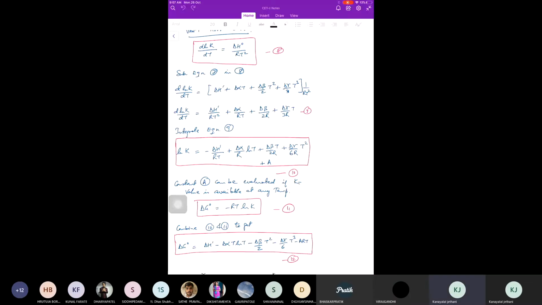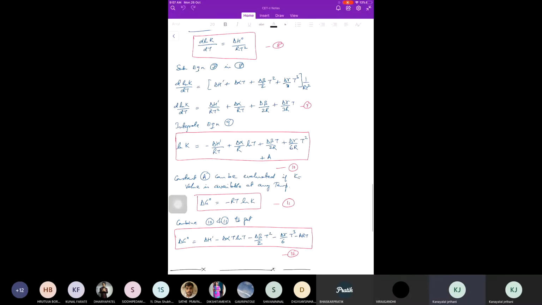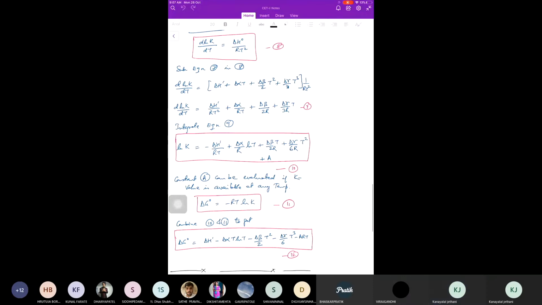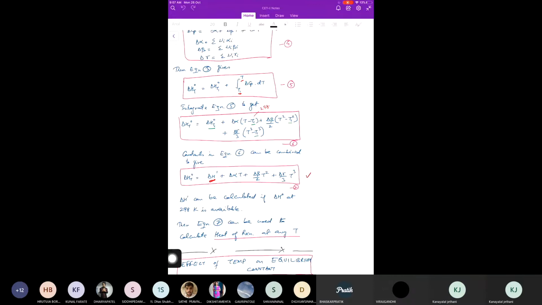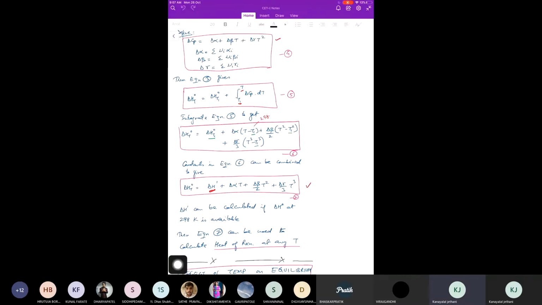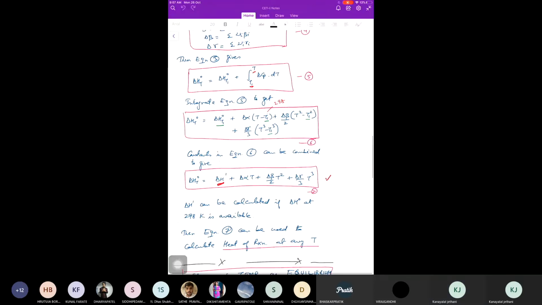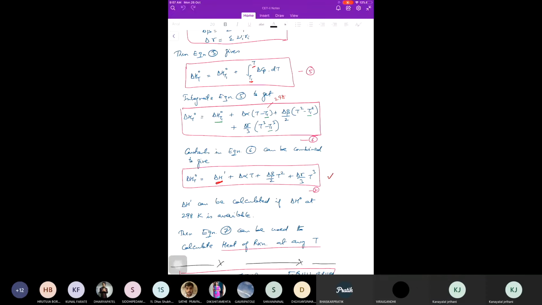Right? So we had done this derivation last week, equation 12, right? No, not equation 12, sorry. Equation 7. Effect of temperature on heat of reaction. This is a revision of what we had done last year in PC. Exactly the same thing we had done.